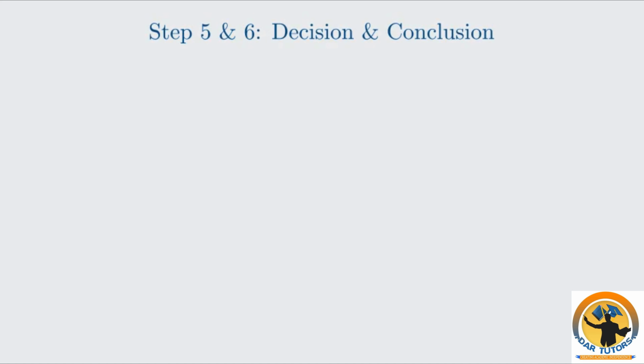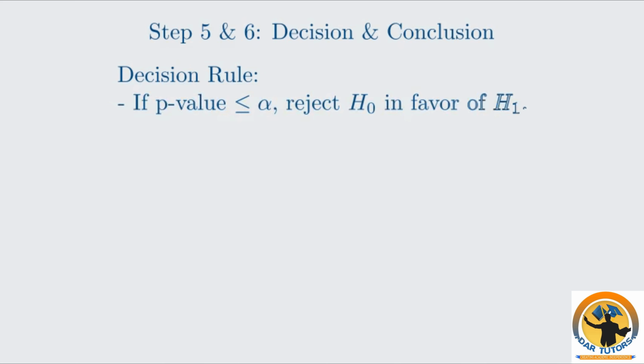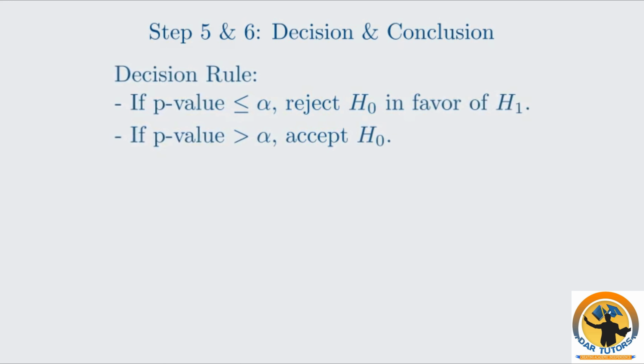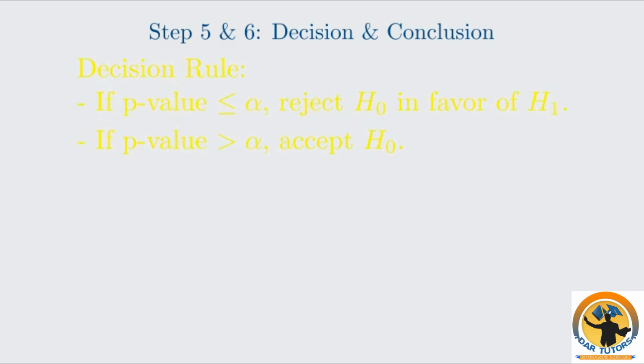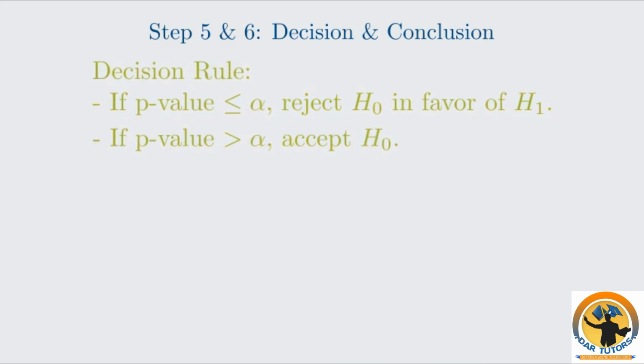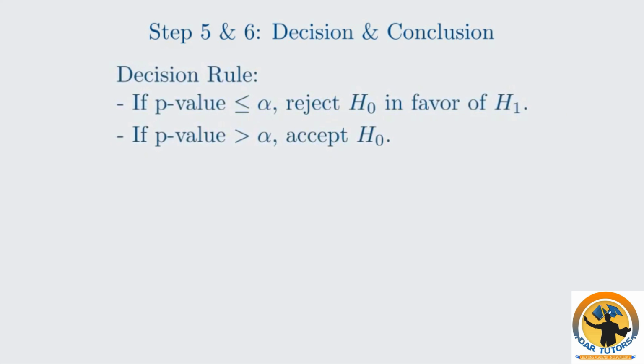The decision rule is simple and applies to all hypothesis tests. We compare our calculated p-value to the significance level, alpha. If the p-value is less than or equal to alpha, we reject the null hypothesis H0. If the p-value is greater than alpha, we accept H0. Let's be very clear here. We don't say prove H1 or prove H0. We either reject or accept the null hypothesis based on the strength of our evidence.